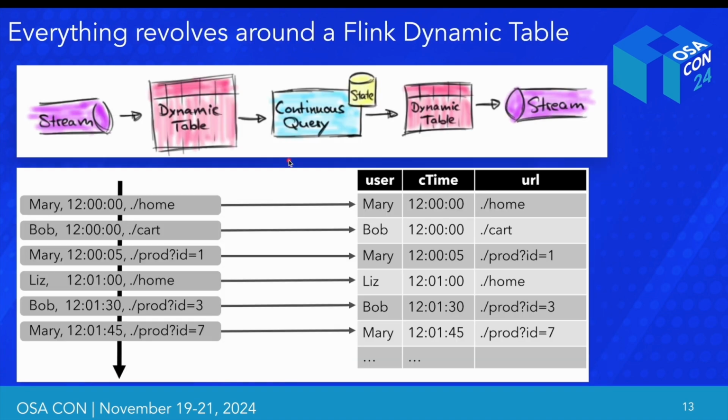For the PyFlink Table API, a stream of data is abstracted as a Flink dynamic table, and really everything revolves around this Flink dynamic table. All real-time transformation operations are then performed on this Flink dynamic table. For example, in this case, streaming data gets appended for user behavior analysis, and this can be viewed as a Flink dynamic table with the fields user, created time, and URL. This way, it becomes easy to write queries on these Flink dynamic tables.